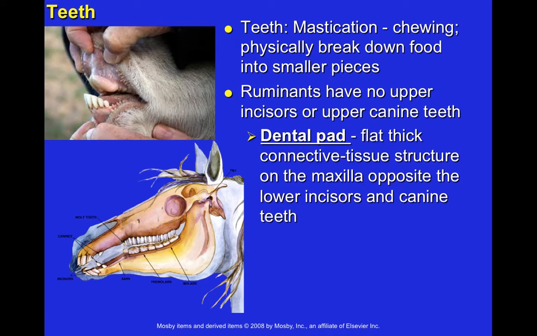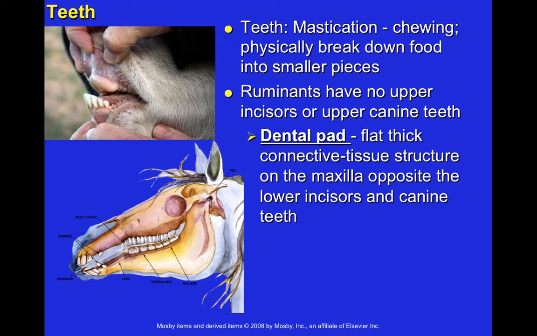When we're looking at ruminants, they don't have upper incisors or upper canine teeth. Here's an example. This is a goat. Depending on the species, they have lower incisors in various numbers. And rather than having teeth on the top, they have molars back here. But rather than having incisors and canine teeth, they have this thick connective tissue structure on the maxilla. And that's called the dental pad.